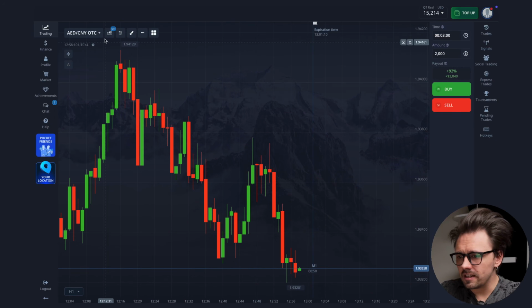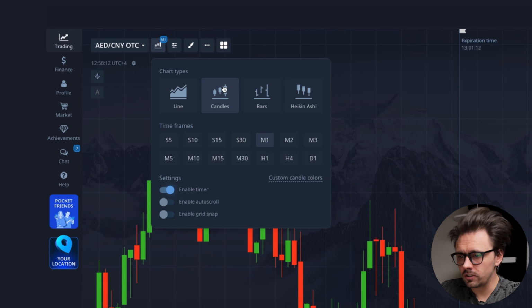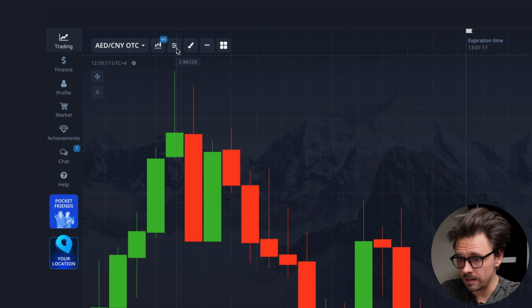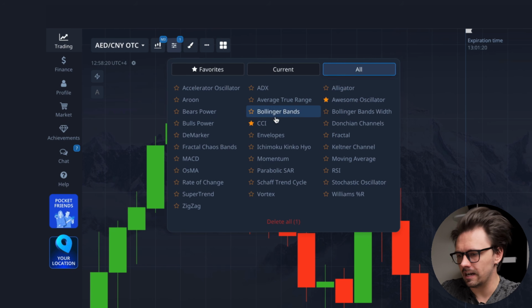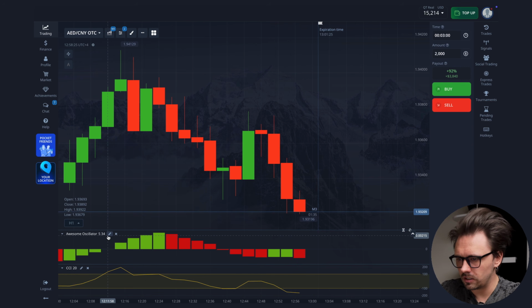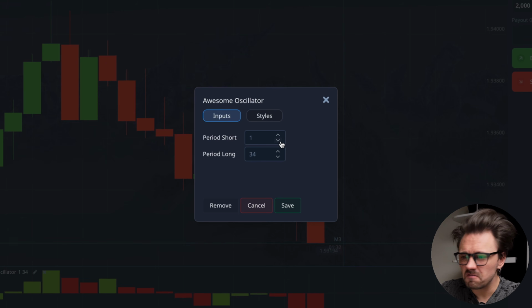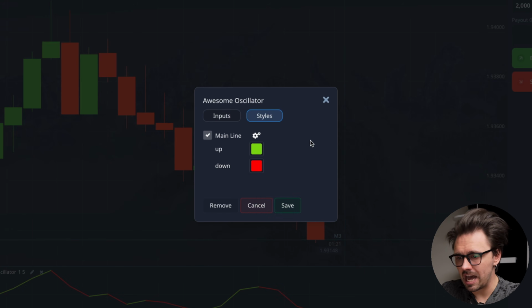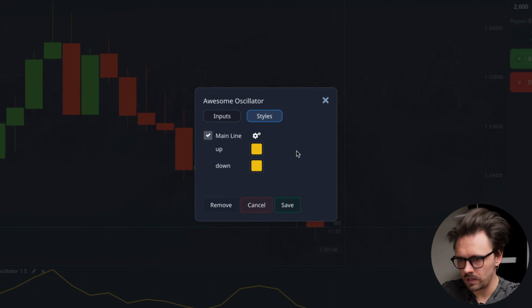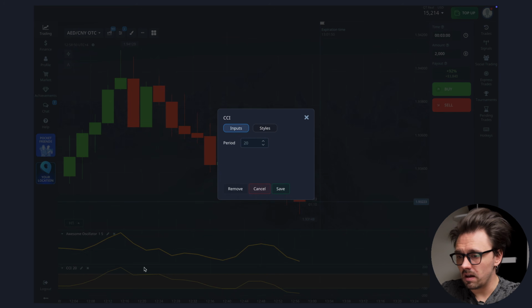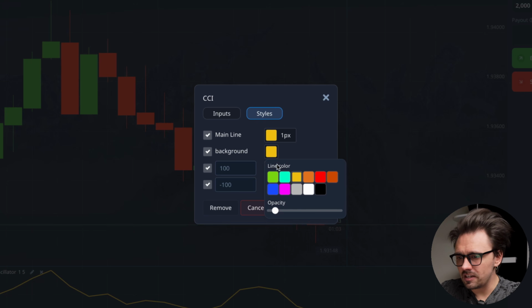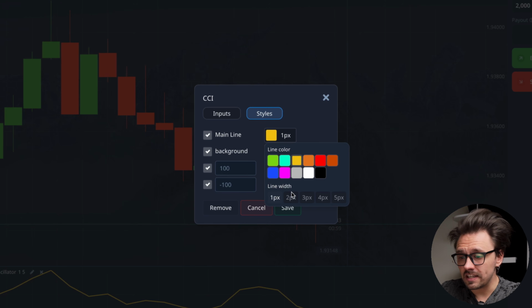So let's apply the settings for my strategy so the signals are as accurate as possible. Chart type candlestick, time frame 3 minutes for today. Strategy indicators, Awesome and CCI. Extra settings. Awesome Oscillator. Short period 1 reacts very quickly. Long period 5. This is like a slower moving average. For style, I'll make the main lines bolder. Up orange, down also orange. CCI period 10. This captures short impulses and extreme points well. For style, main lines orange and white, boundaries both set in blue.